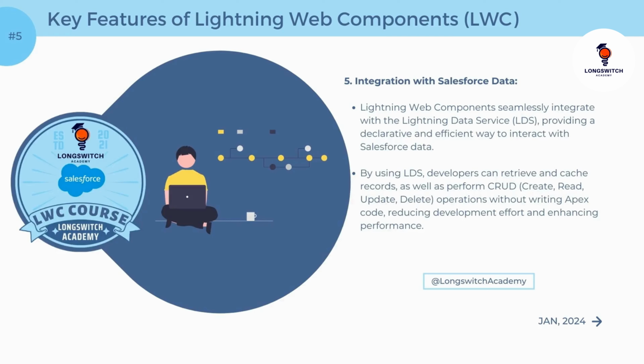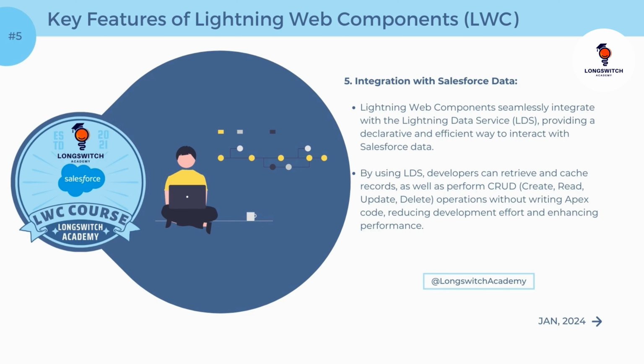The fifth key feature is integration with Salesforce data. Let's understand this with an example. In the world of Salesforce, the smart team at Longswitch discovered that Lightning Web Components (LWC) can smoothly work with the Lightning Data Service (LDS).